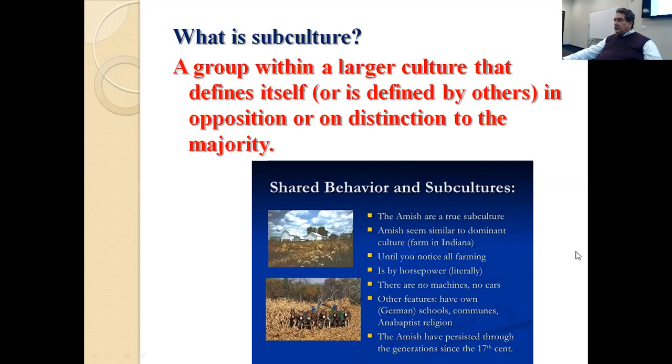An example here in America would be the Amish. Amish are Christians, but they are a subculture of Christianity. Christianity in America, unfortunately, is becoming a subculture by itself. And even within that subculture, you have another subculture that is Amish, or you have many others. Amish are a subculture of a subculture of Christianity in America. When you look at them, you may not first recognize their differences from other farmers in Indiana, but you will notice some things that are peculiar about them.